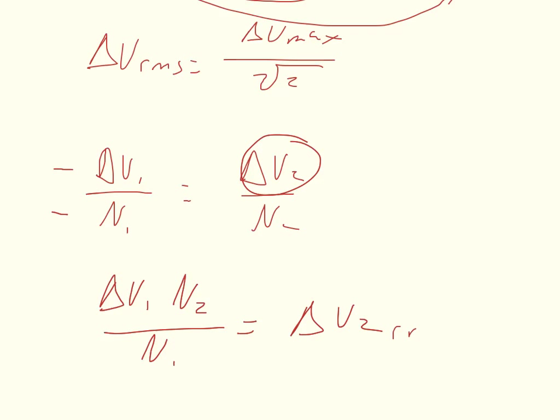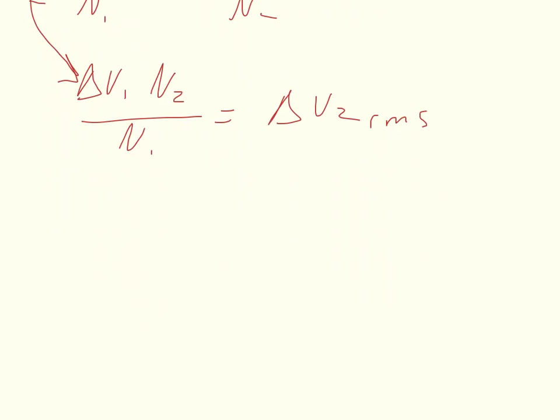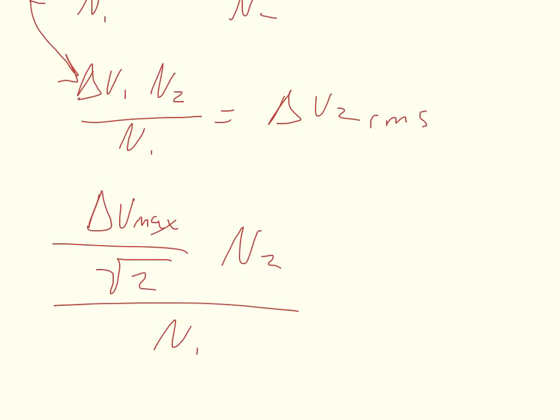And I want this as RMS. And since I'm not given RMS, I've got to plug in the equation right here. And so I get that delta V max over the square root of 2 times N2 over N1 equals delta V2 RMS. And now you should be able to plug in your numbers and get the answer. I got that delta V2 RMS was 254.55 volts.